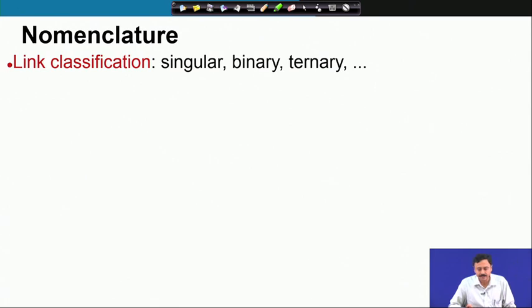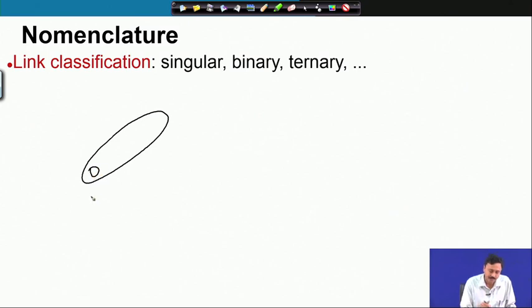Now, we classify links into singular, binary, ternary. So, let us see what these are. A singular link is one where there is only one connection. Possibly it is connected to something else. Typically, open chain robots have singular links. There will be something like an end-effector here, some gripper. So, this is a singular link.